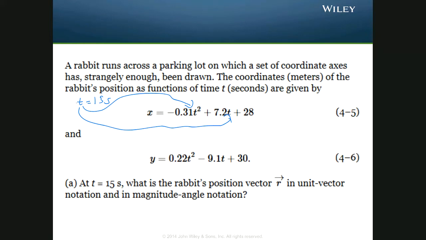And then we can do the same thing. And I'm going to split this one into two. And that should give us Y. So use your TI fancy fancies and tell me what you get for X and Y in unit vector notation. So what does X equal at 15 seconds? And what does Y equal at 15 seconds?